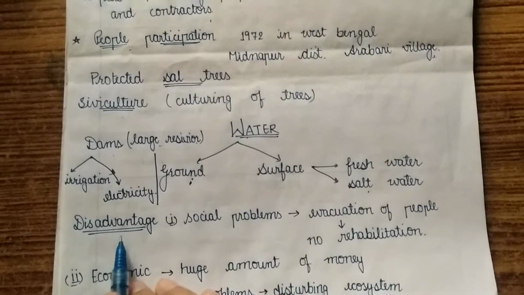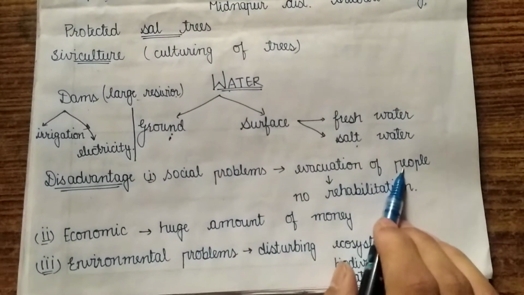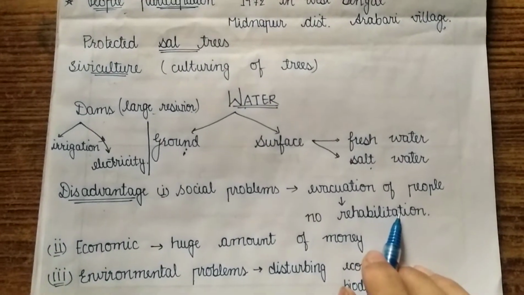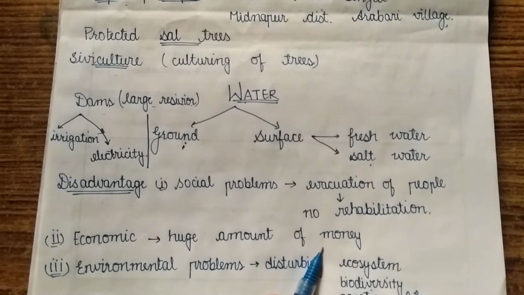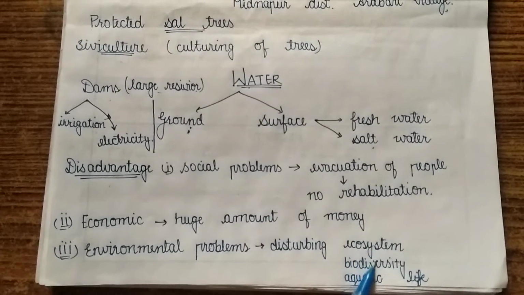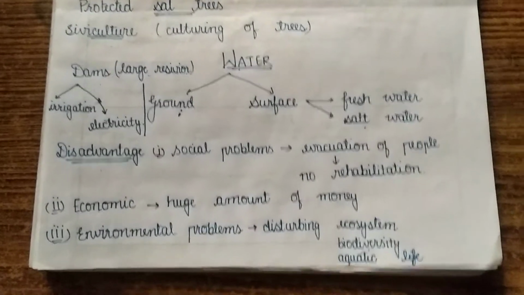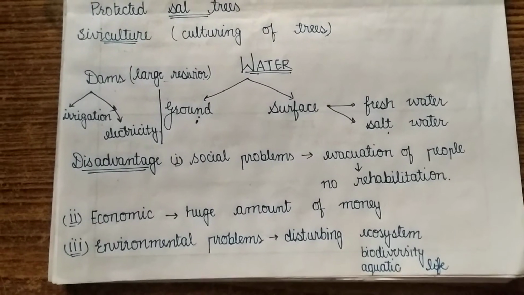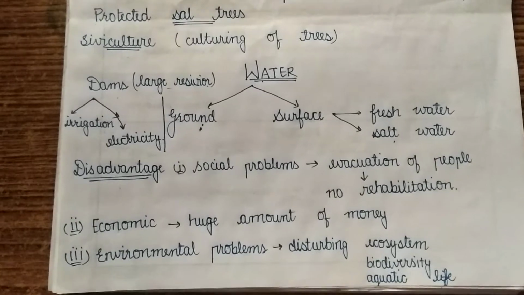Now we will see the main disadvantages of dams. First is the social problem, that is evacuation of people, which means the people are evacuated and no rehabilitation is provided. Second is economic: a huge amount of money is required to construct a dam. Next are environmental problems like disturbance of the ecosystem, disturbing biodiversity and disturbing aquatic life. Therefore, these are the main disadvantages of dams. Other than this, because of dams, the chances of earthquakes are also very high.